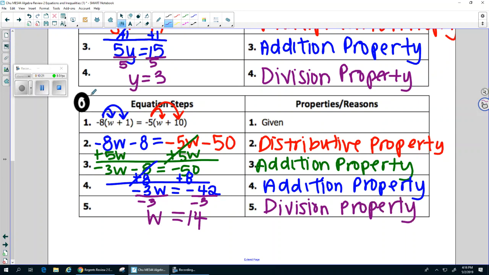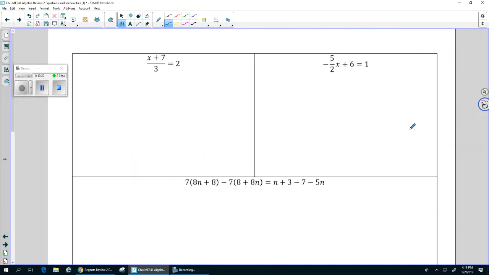Okay, nice work. Okay, let's turn to the next page. Now that we have the properties down, let's just work on solving some algebraic equations. If you would like to try to do these problems on your own, please pause the video. Otherwise, we're going to go through it.